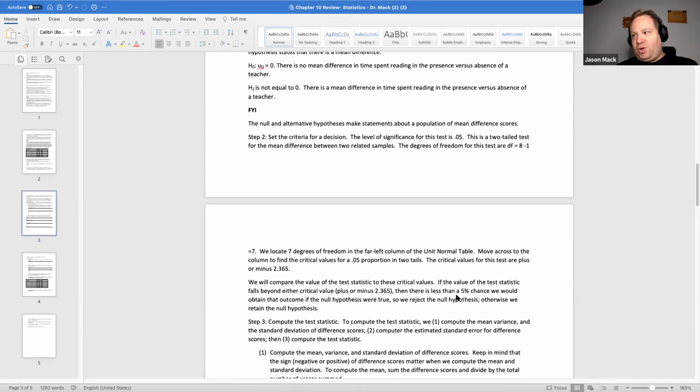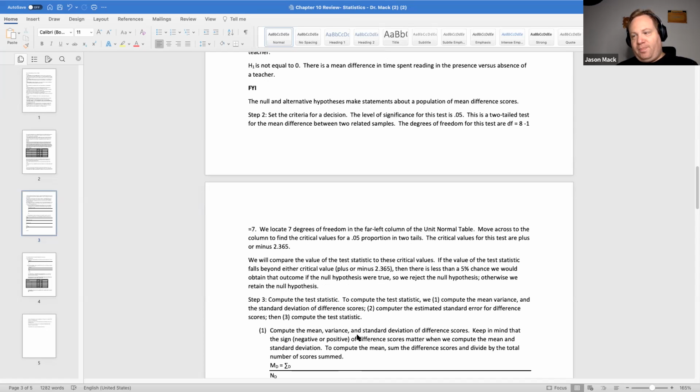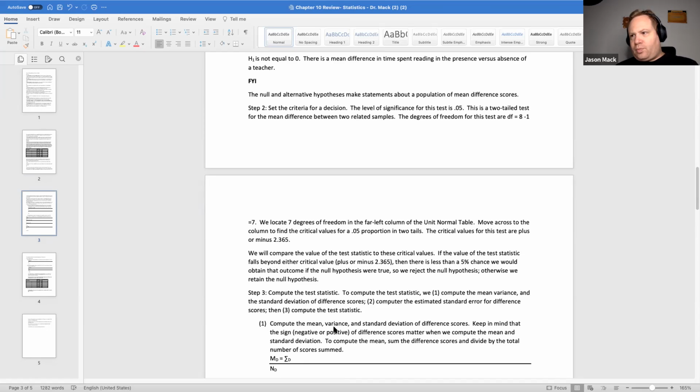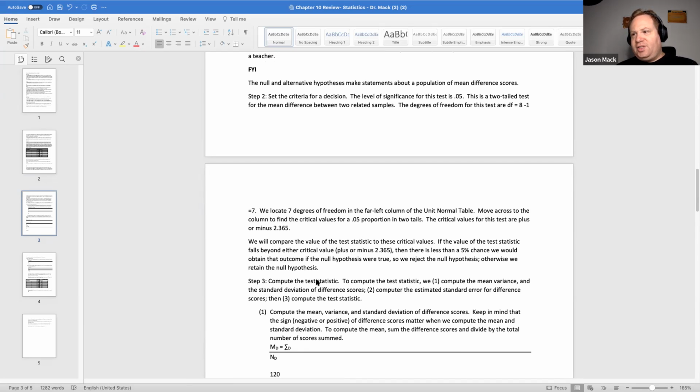Otherwise, we're going to retain it because we're talking about our 95% probability of it being true because of the alpha level being 0.05. 0.05 alpha level plus 0.95 equals 100%. So the next thing we do is we want to compute the test statistic.